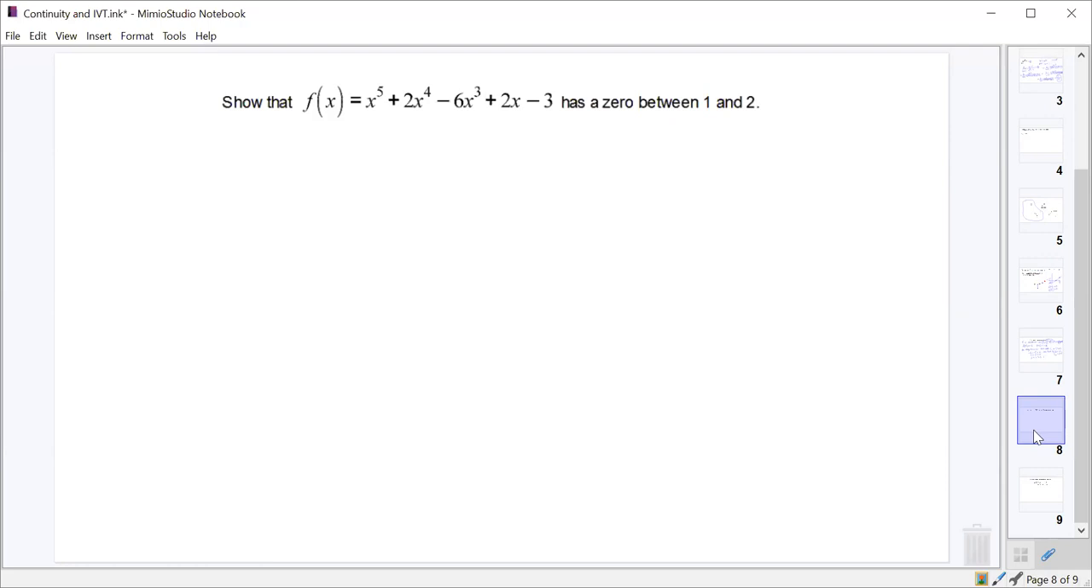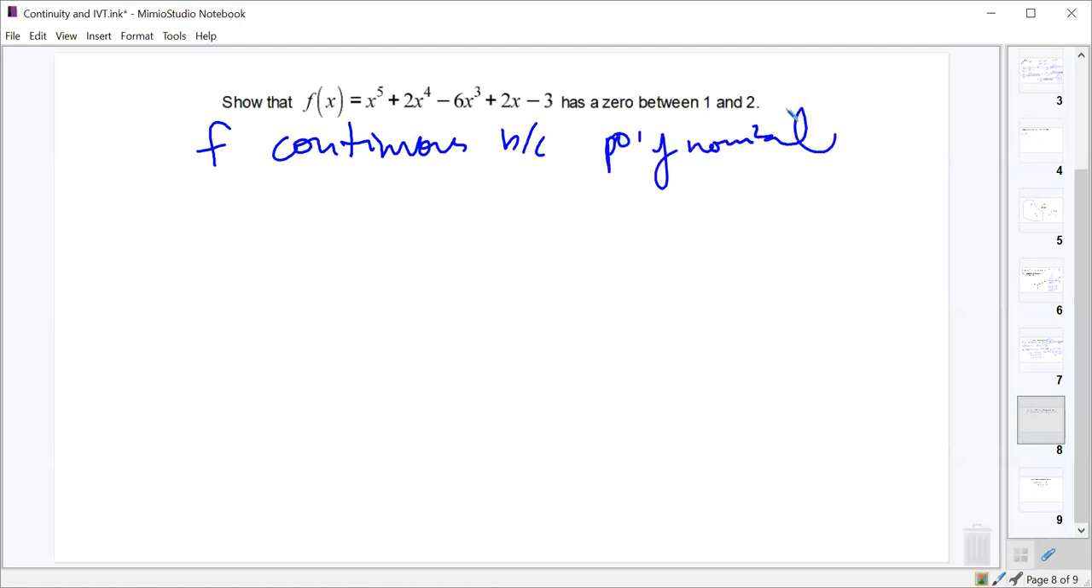Okay, even before we do that, one thing we need to figure out is if it's continuous. Yeah, we got to show that it's continuous. And we know it's continuous. We'll say f is continuous because it's a polynomial. And then we'll plug in those values of 1 and 2. So f of 1 gives us what? What is f of 1?